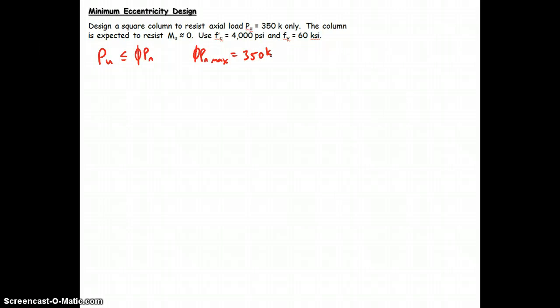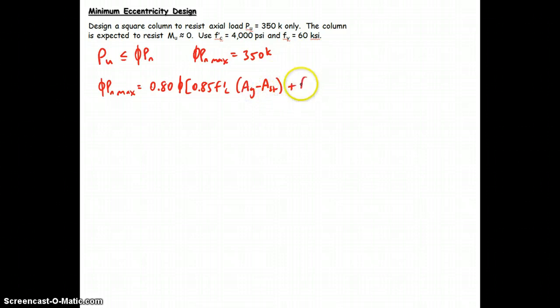So we'll start with equation 10-2 from our ACI code, which says phi Pn max is equal to 0.80 times phi times 0.85 F prime C times area gross minus area of steel plus Fy times AST. So to explain, the 0.8 is due to accidental eccentricity. There's a phi factor. The 0.85 F prime C times area gross minus area steel is the force in the concrete, and Fy times AST is the force in the steel. And again, this is equation 10-2.